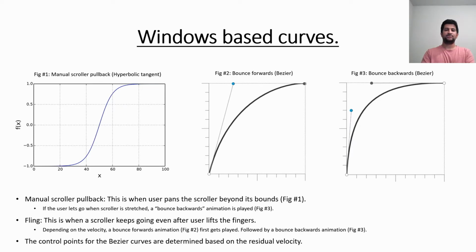So in this scenario, what happens is when the scroller reaches the end, there are going to be two animations that get played. The first one is a forward animation and the next one is a backward animation, both of which are Bezier based. And here it's important to note that these Bezier curves have control points which are determined dynamically based on the velocity of the fling.